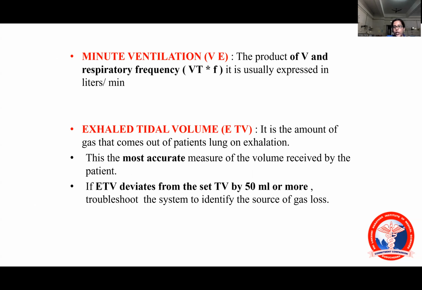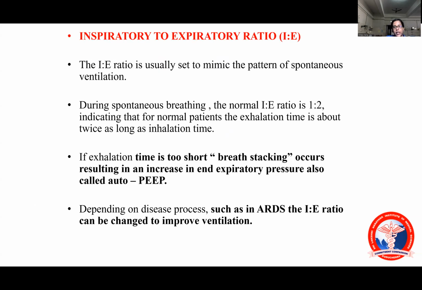And coming to minute ventilation. Minute ventilation is the product of tidal volume and respiratory rate, which we express as liters per minute. Then there is exhaled tidal volume. This is the amount of gas that comes out of the patient or lung during exhalation. It is the most accurate method wherein we can understand the volume received by the patient. Whatever volume we give, for instance a tidal volume in ml per kg, by measuring the exhaled tidal volume, we can conclude exactly how much the patient has received. If the exhaled tidal volume deviates from the set tidal volume by 50 ml or more, then we have to troubleshoot the system. There is some kind of leak.